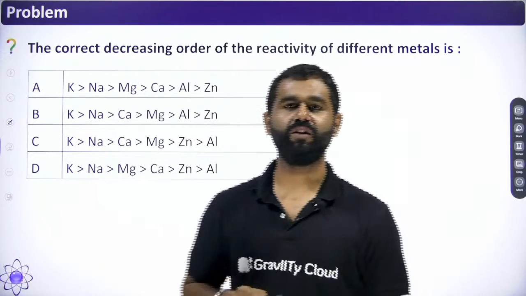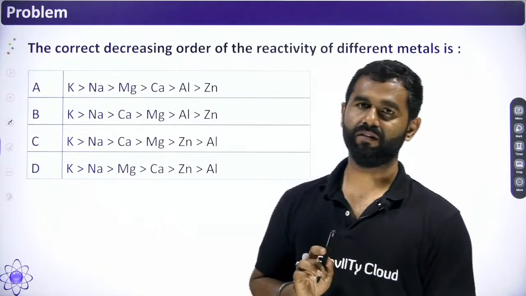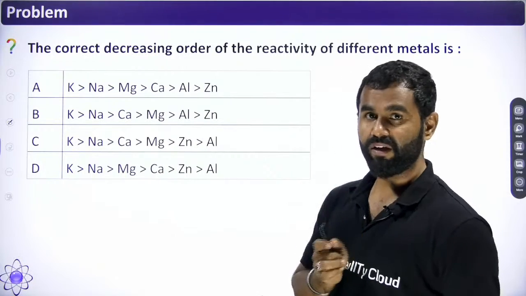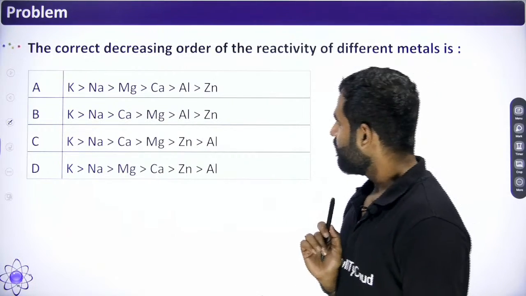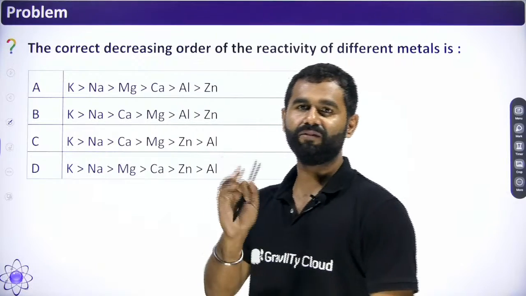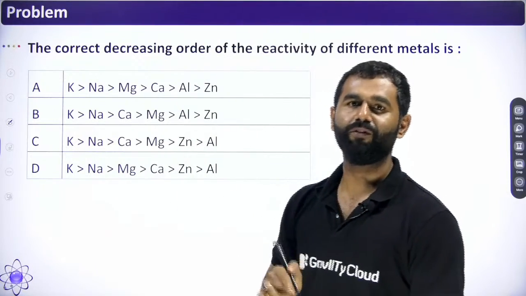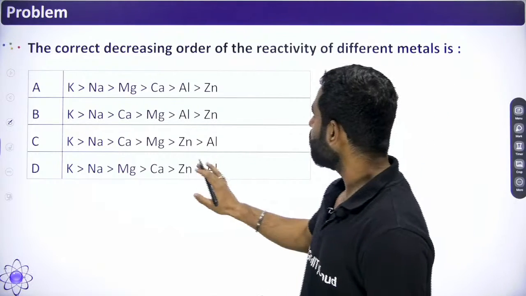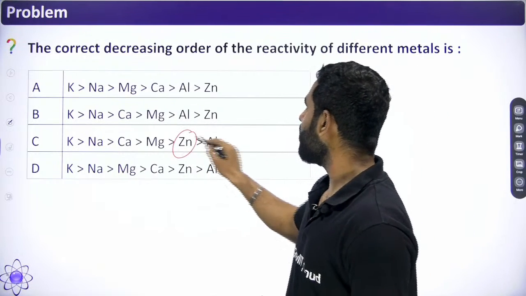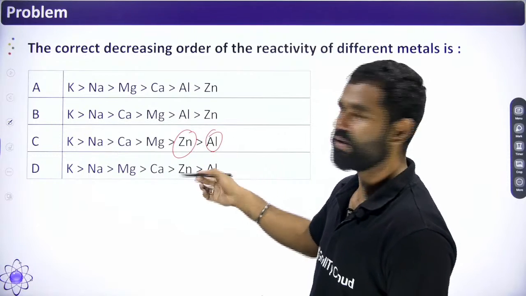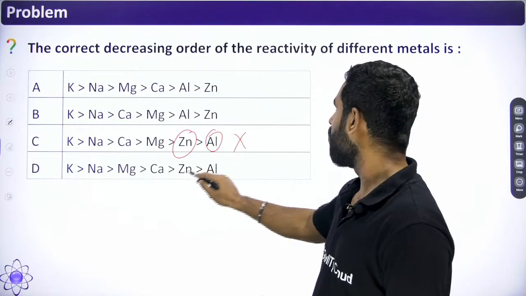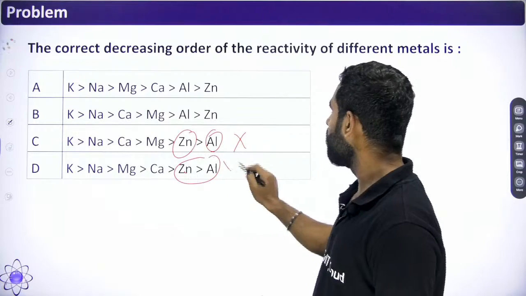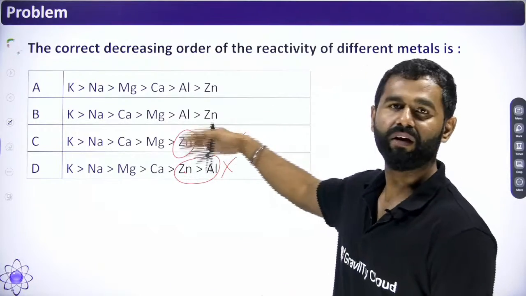All you need to do is remember the reactivity series, right? Or there is another way you can solve this question. First of all, you need to remember the few metals which are at the top of the series. If you remember those metals, then solving such questions is very easy. Here it is saying zinc is more reactive than aluminium. Absolutely wrong. Here also zinc is more reactive than aluminium. Absolutely wrong. So two options eliminated.